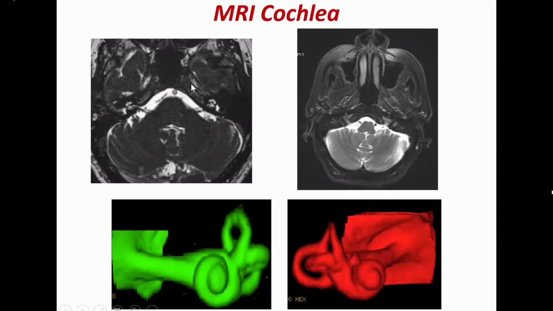Now, once you're done with this axial, you can post-process and send the VR images to PACS, where they can comment about the structures, about the cochlear turns and everything. So you need to do the post-processing and push to PACS.